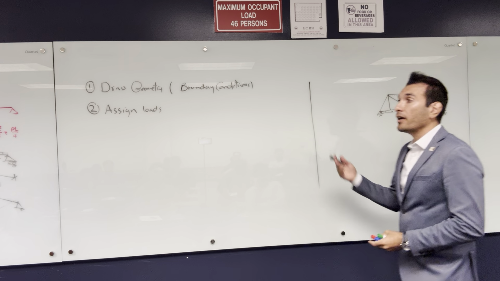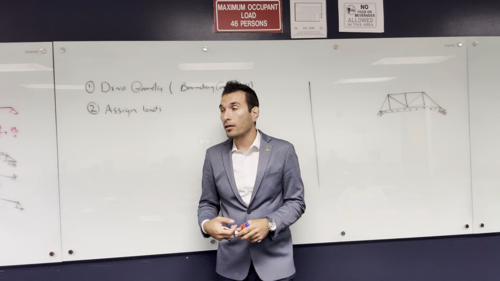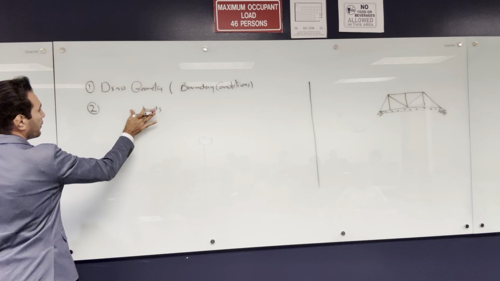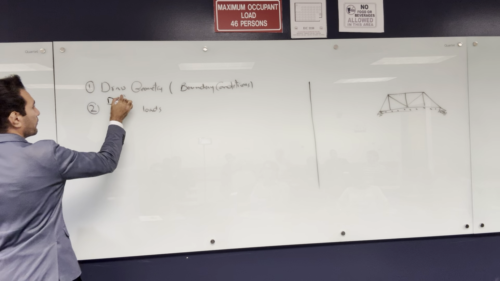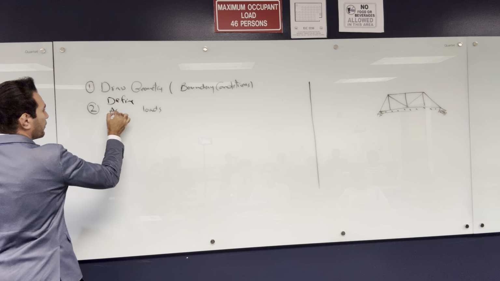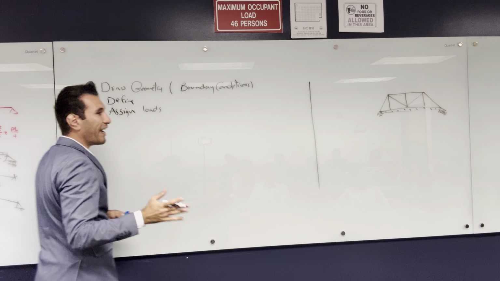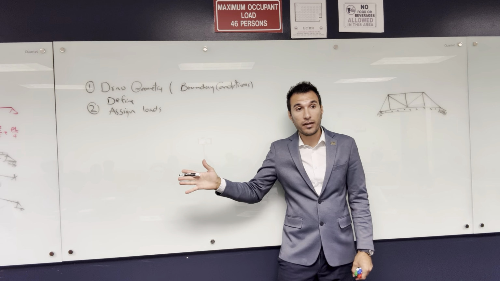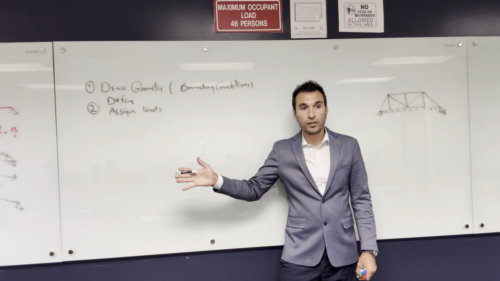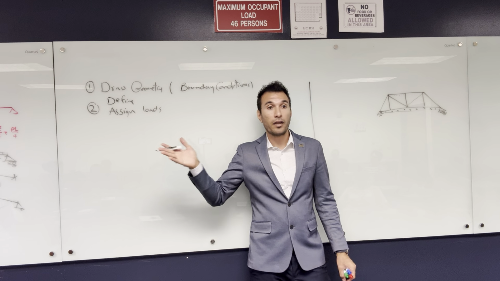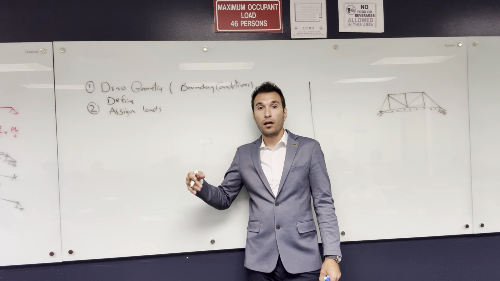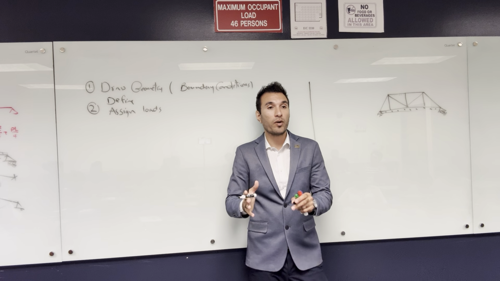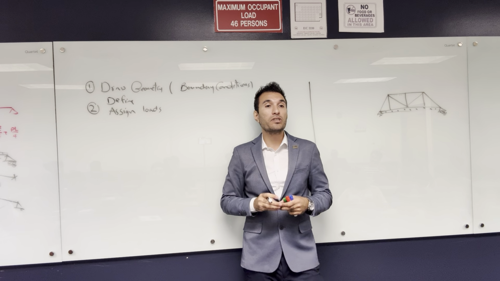So we need to assign loads. And before assigning the loads, let's put two words here: define loads and assign loads. Before I assign the loads, I have to tell the software, hey, in 5 minutes, I'm going to assign some loads. Some of these loads are dead load, live load, snow load, rain load, seismic, wind. You have to tell the software beforehand what kind of loads you are going to assign.